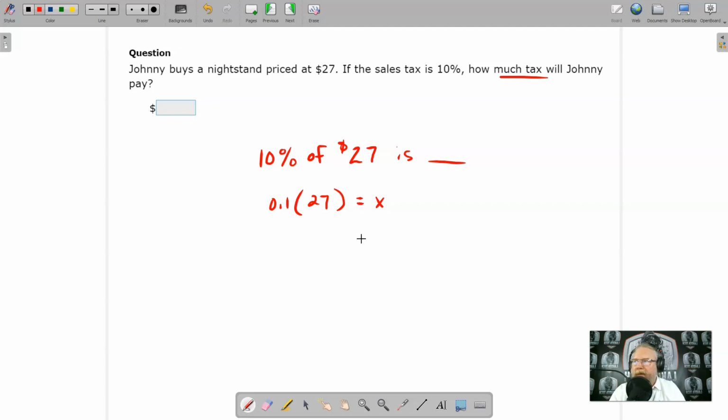Now, I'm pretty good at multiplying and figuring 10%. And 10% of 27, I'm just going to move the decimal over one place and end up with $2.70. So in this case, the tax is going to be $2.70. 2.70 is 10% of 27.